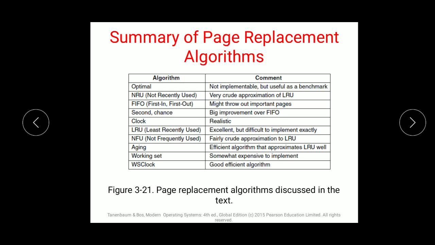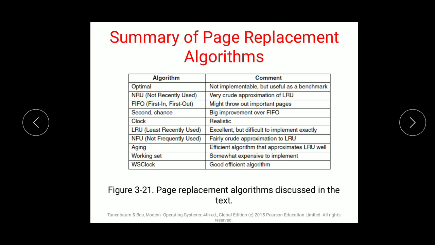So, a summary of the page replacement algorithms. We heard about the optimal algorithm, which is not implemented but is useful as a benchmark. NRU is not recently used, a very crude approximation of LRU. It is similar to LRU. FIFO might throw out important pages. To check the actual importance of the pages, FIFO is being used. Second chance is a big improvement over FIFO. So the updation of FIFO is the second chance algorithm.